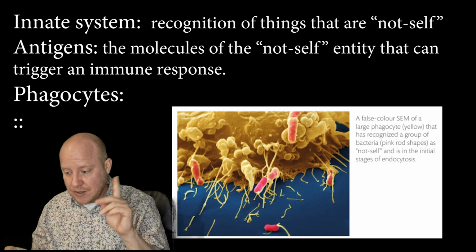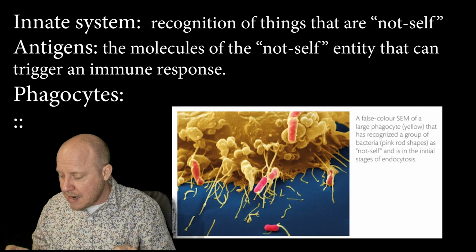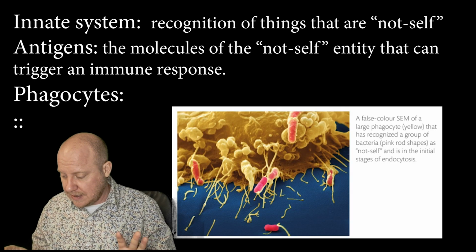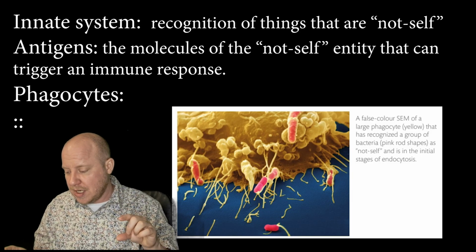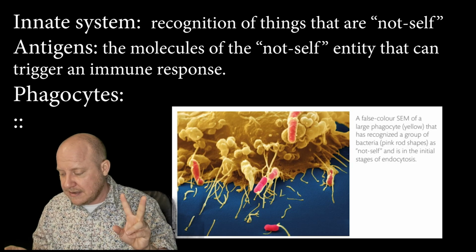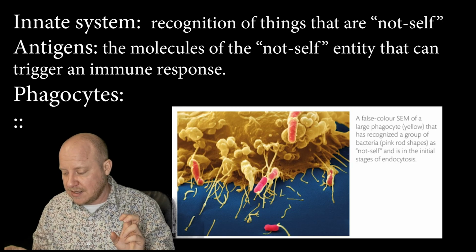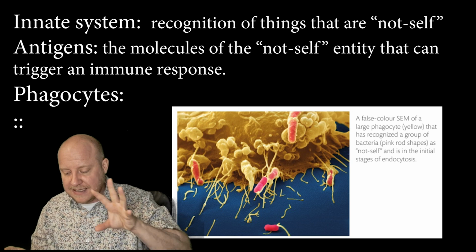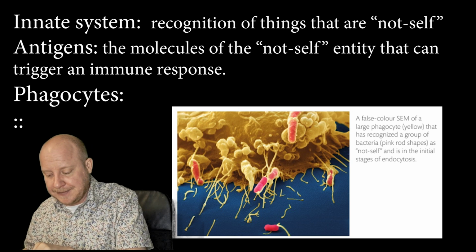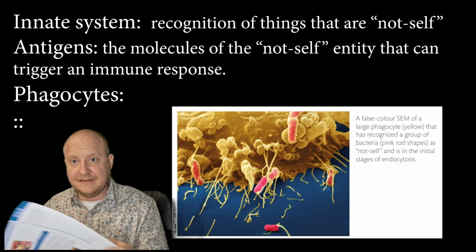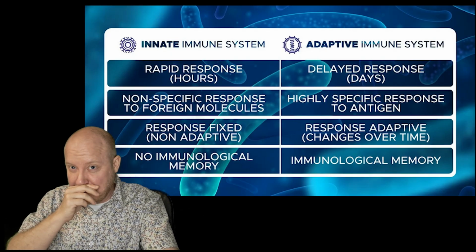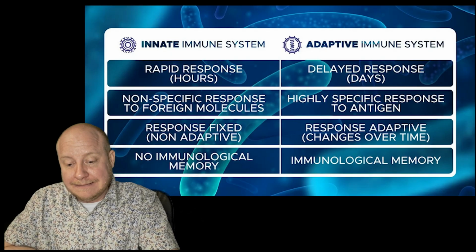So you see this picture here. This is also a false-colored SEM, but it's of a large phagocyte. The yellow color is the phagocyte, and the pink rod shapes are bacteria. The phagocyte is recognizing this bacteria as not self and is in the initial stages of endocytosis. This is the very beginning step of pulling these bacteria inside the phagocyte. Ugh, what a way to die for those bacteria. Imagine being murdered through endocytosis.